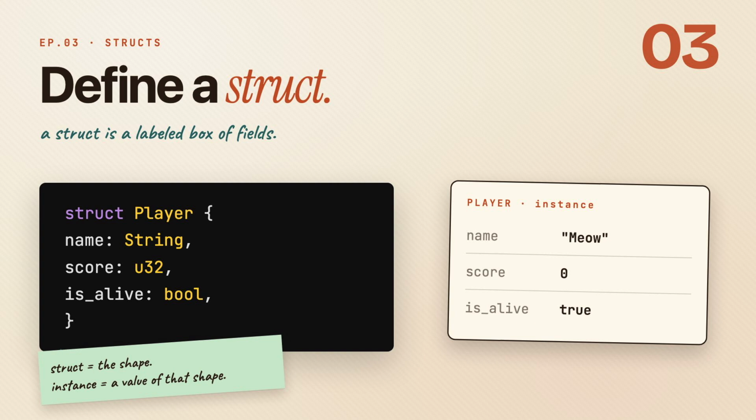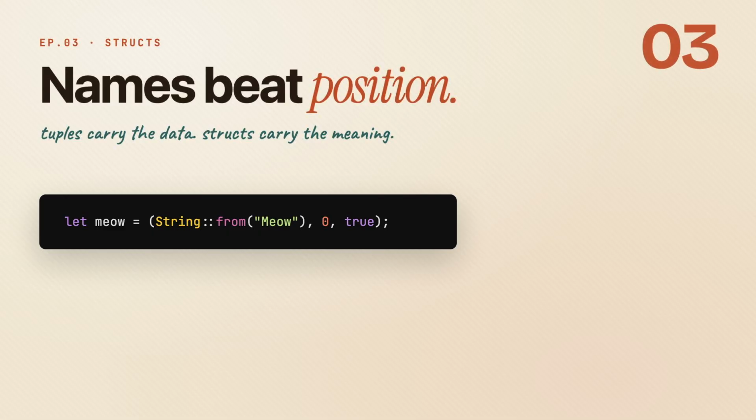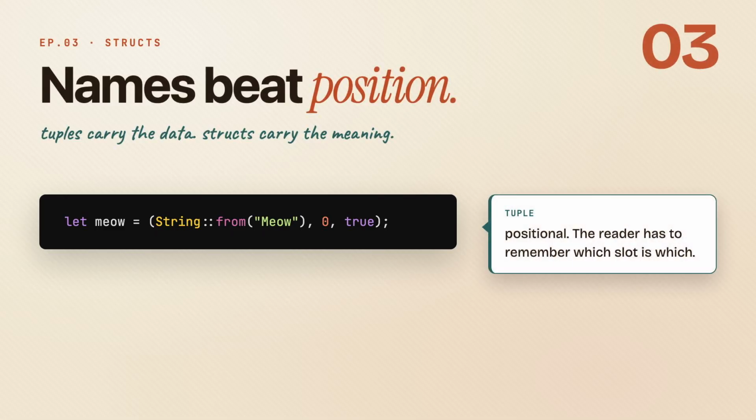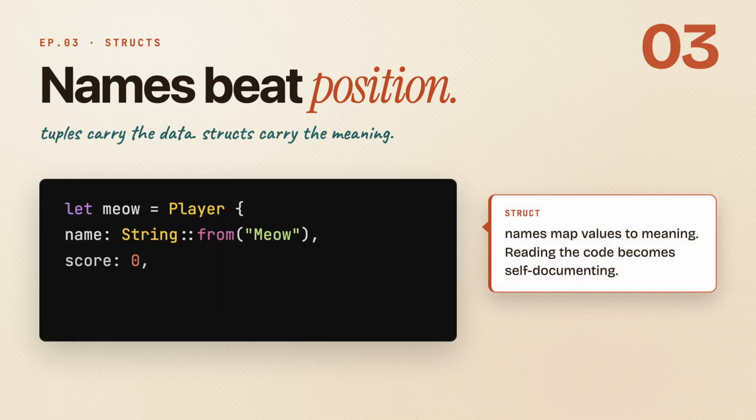You could try to model a player with a tuple. You can use a string, a number, and a boolean. The data fits, but look at the line. What does each piece even mean? I bet you cannot even tell.